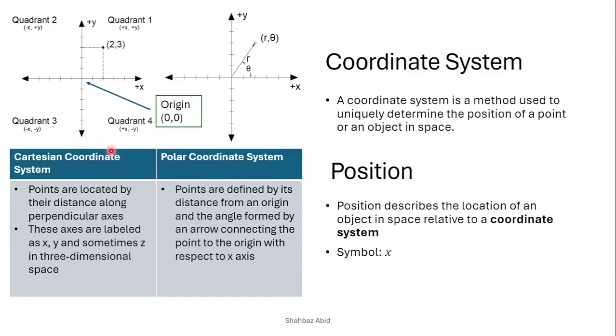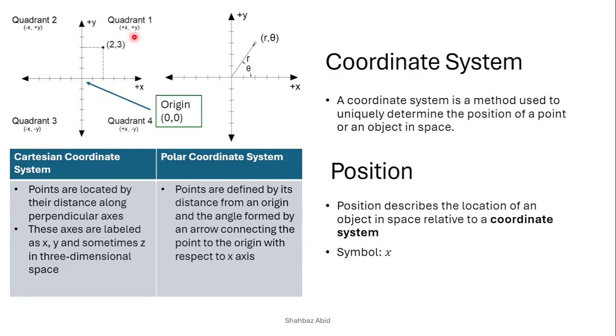There are two very popular types of coordinate systems: the Cartesian coordinate system and the polar coordinate system. In the Cartesian coordinate system, we have a positive x-axis towards the right and negative x towards the left, and positive y upward and negative y downward. Since we are going to discuss motion in one dimension, it has motion along the x axis only or along the y axis only. That's why it is known as one dimension.